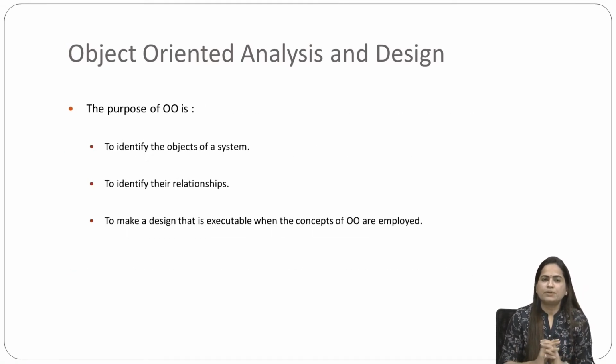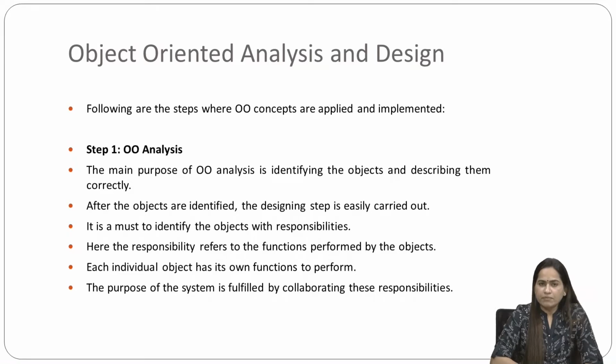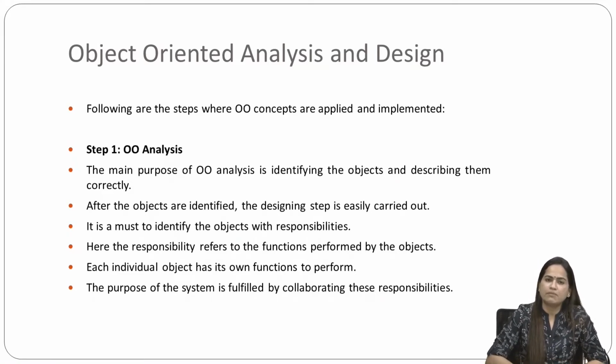The purpose of object oriented analysis and design is to identify the objects of a system, to identify their relationships, and to make a design that is executable when the concepts of OO are employed. These are three main purposes of object oriented analysis and design. Now when we are talking about this, some steps are involved when we are generating the system. It must be applied and implemented.